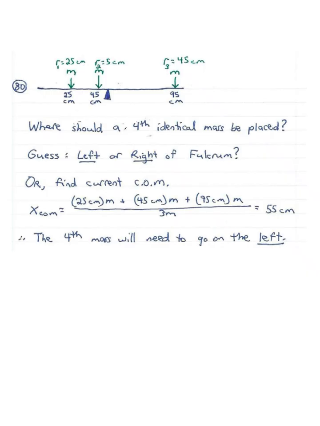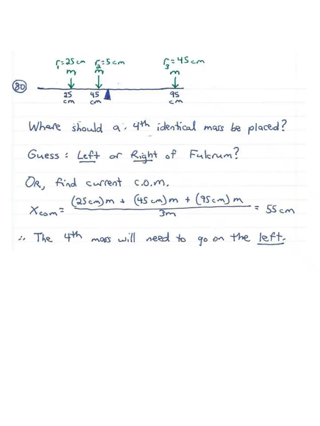Number 80. A meter stick is initially balanced on a fulcrum at its midpoint. You have 4 identical masses. 3 of them are placed atop the meter stick at the following locations: 25 centimeters, 45 centimeters, and 95 centimeters. Where should the 4th mass be placed in order to balance the meter stick?